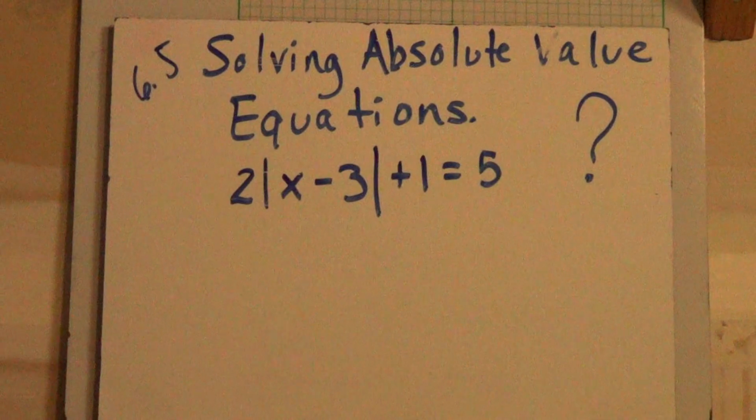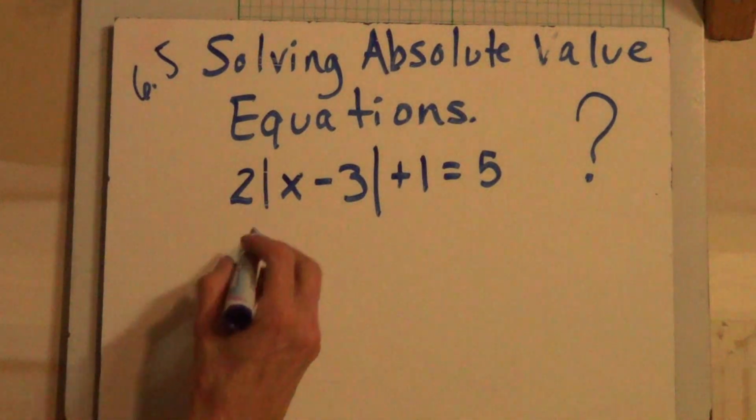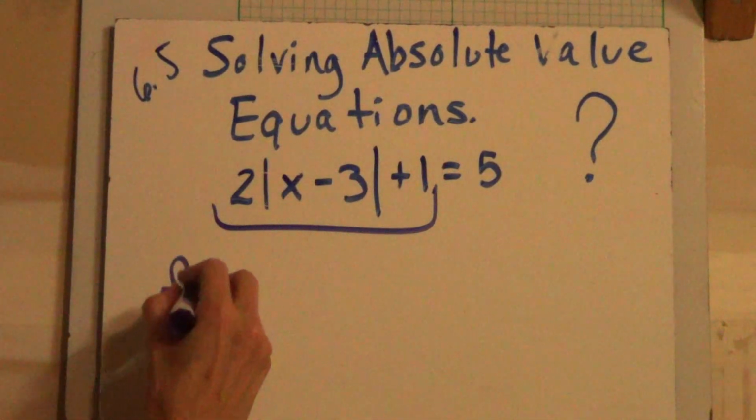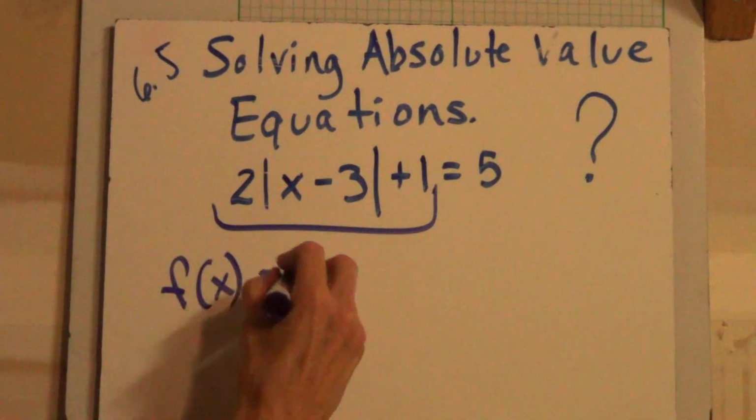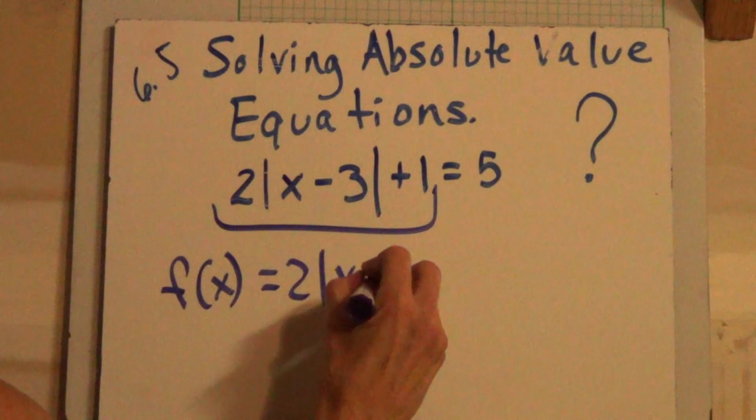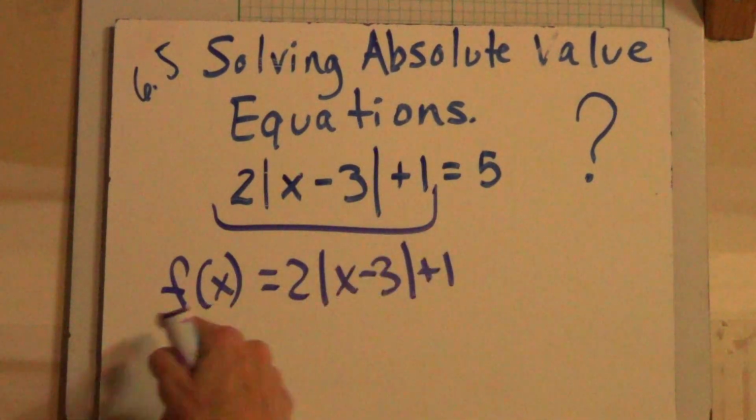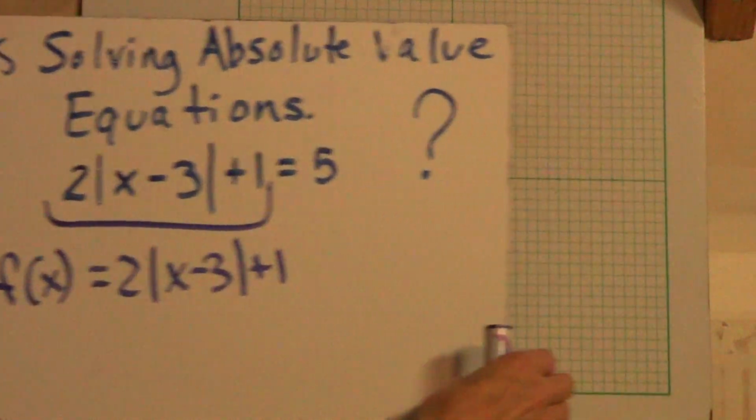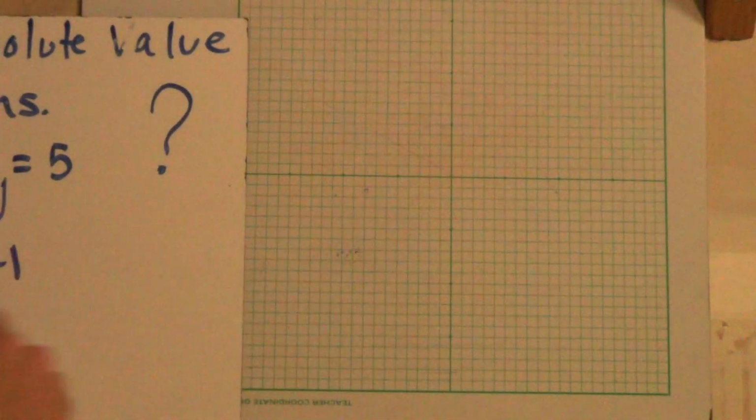First off, you might be saying, well, let's just graph them. Take this and graph that as an absolute value function. So it's f of x equals 2|x minus 3| plus 1. You can actually put that into your calculator at y1. I would do that. So by hand we can do it this way.